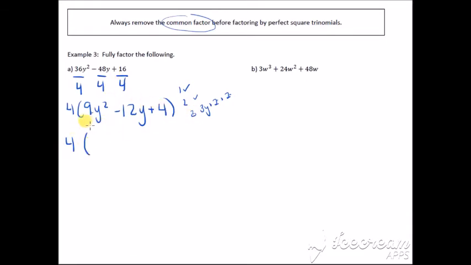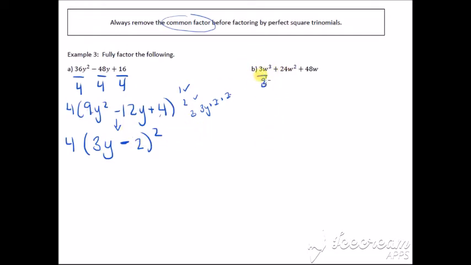So we're going to do the shortcut method. What's the root of the first? 3y. We're going to use this sign, which is negative, and then the root of the last, which is 2. So we have 4 bracket 3y minus 2 bracket squared.